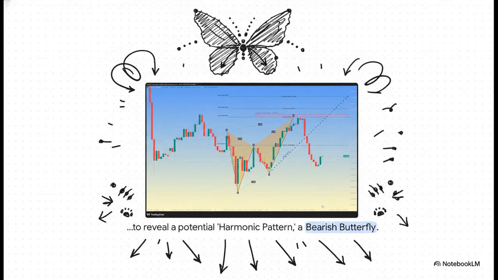This particular formation is known as a harmonic pattern. Its name? A bearish butterfly, mostly because of its wing-like shape. But that first word, bearish, is the real clue. It tells the analyst that they should now be looking for the price to go down.